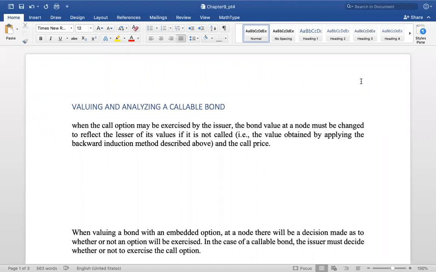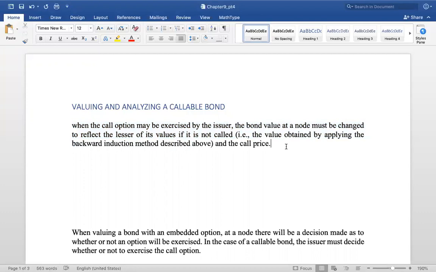When we talk about a callable bond, the valuation process proceeds in the same fashion as in the case of an option-free bond, with only one exception. When the call option may be exercised by the issuer, the bond value at the node must be changed to reflect the lesser of its value if it's not called, i.e., the value obtained by applying the backward induction method described above, and the call price.